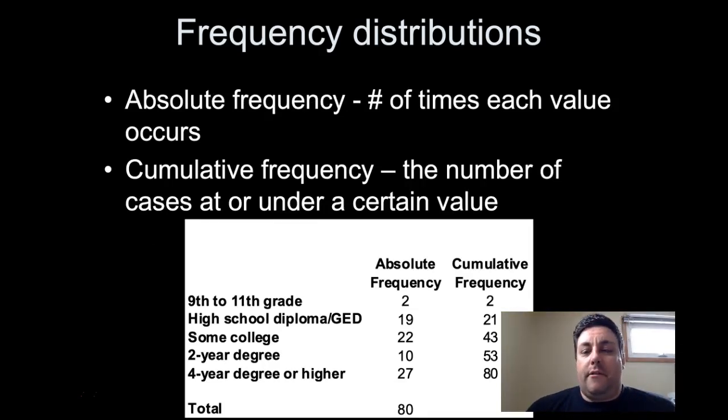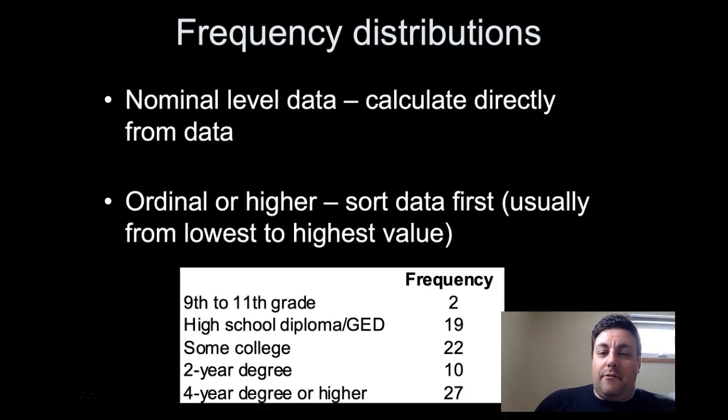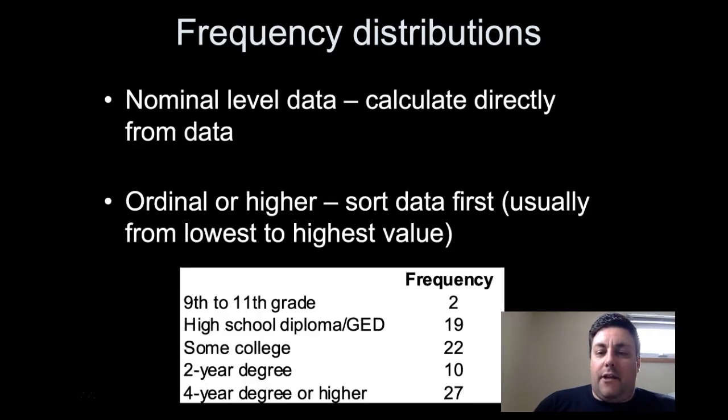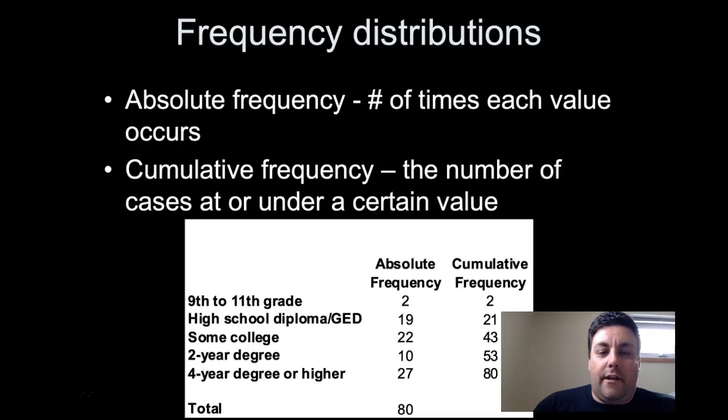So there are these other 2 words called absolute frequency and cumulative frequency. The absolute frequency is simply the number of times each value occurs, and so the absolute frequency is what we saw on the first 2 examples on these previous slides: the frequency for males and females on that first slide, and then that education level on that second slide.